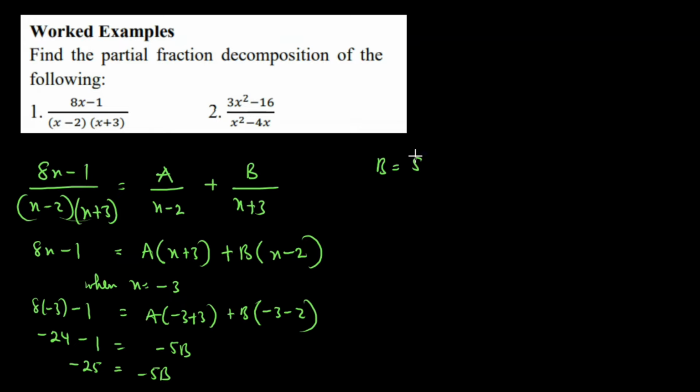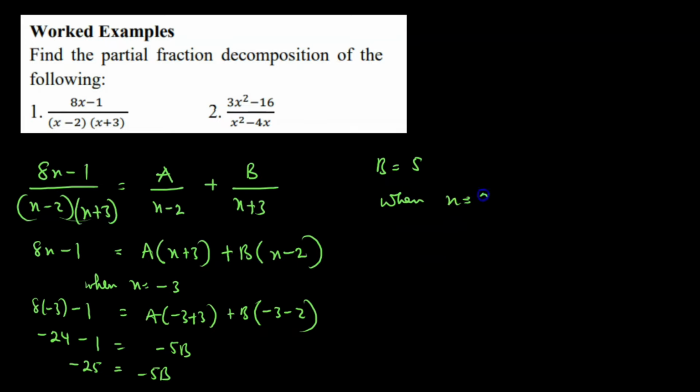B as a number 5. Now, since we have b, we can use the same method to find a. So we can say that when x is equal to, what number do you think will be substituted so that it will give us a whole of b to be 0?